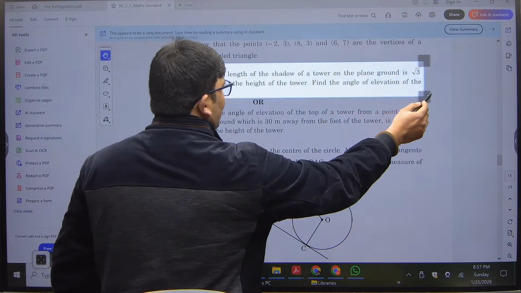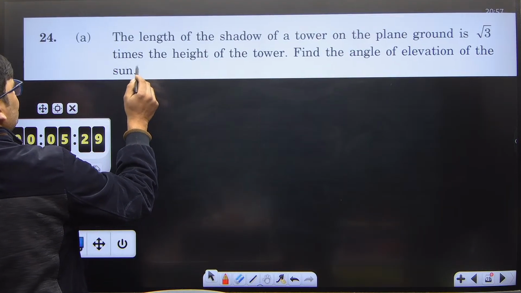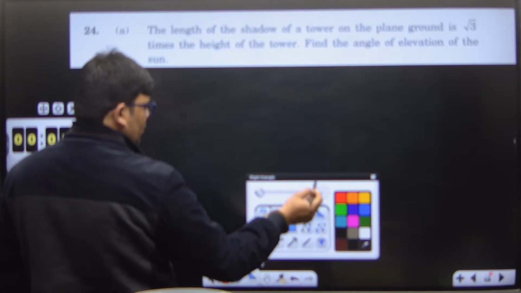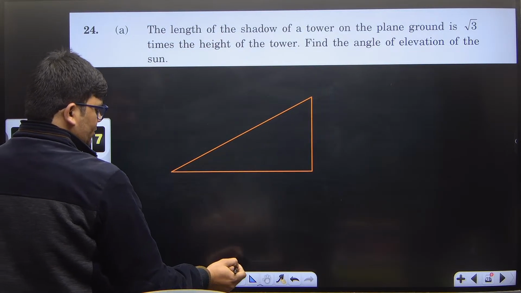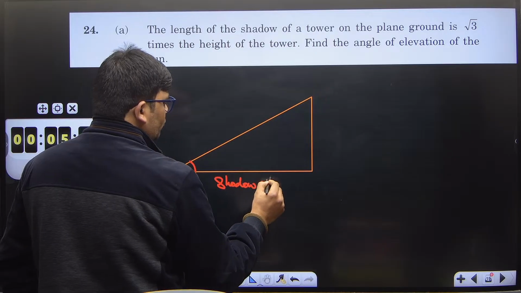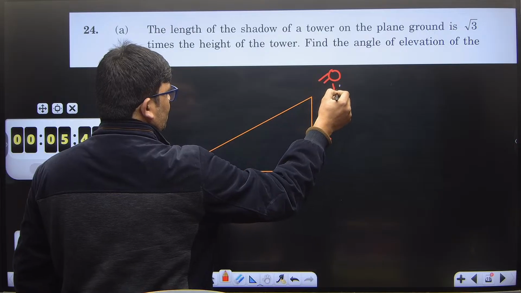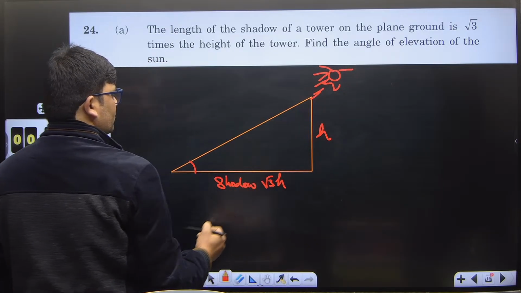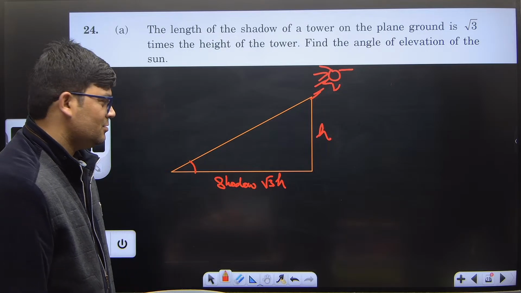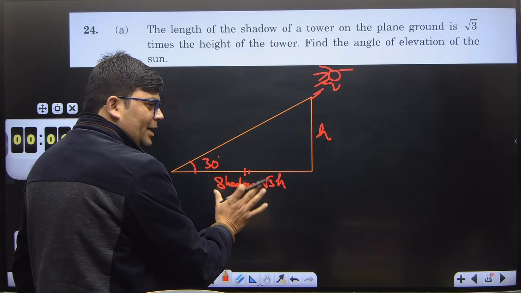The length of the shadow of the tower on the plane ground is root 3 times the height of the tower. Find the angle of elevation of the sun. So which is greater? Shadow is greater. Shadow is root 3 times h. What is the angle of elevation of the sun? 60 degrees. Isn't it 30 degrees? Yes, 30 degrees. The length along with 30 degrees is always greater.